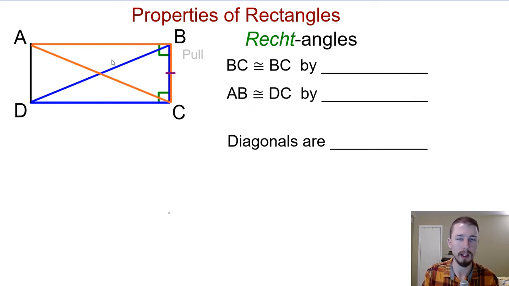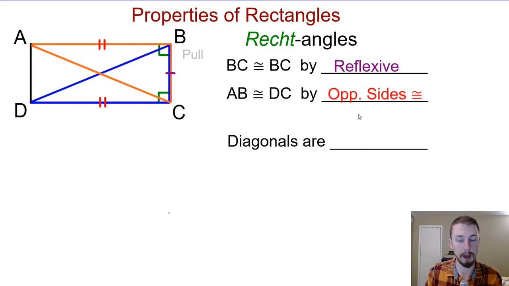Well, that's because rectangles are parallelograms, so they inherit all the properties of the parallelograms, meaning the opposite sides are going to be congruent like we have here. So BC is congruent to itself by reflexive property, and then AB is congruent to DC because opposite sides are congruent because it is a parallelogram still.